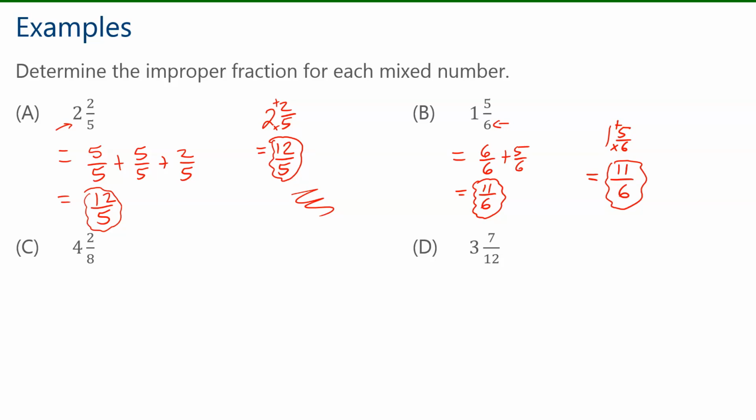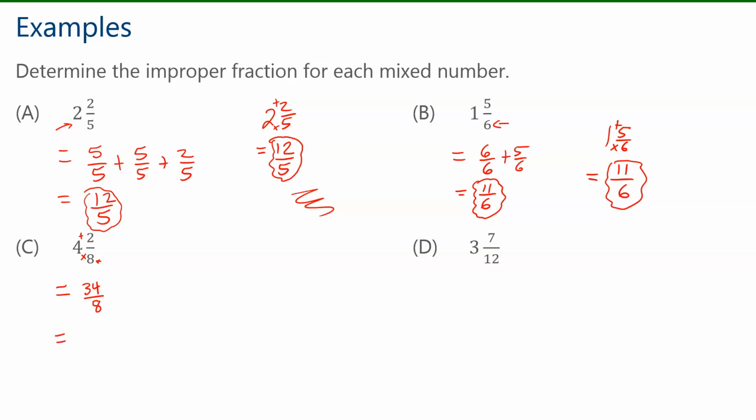A couple more examples. 4 and 2/8. This time we're just going to use the little trick to figure out the answer. So I start with my denominator, which is 8. I multiply it by the whole number part. So I get 8 times 4. And then I have to add on the numerator. 8 times 4 is 32. 32 add 2 is 34. Stick it over your denominator, which is 8. So we get 34 over 8.